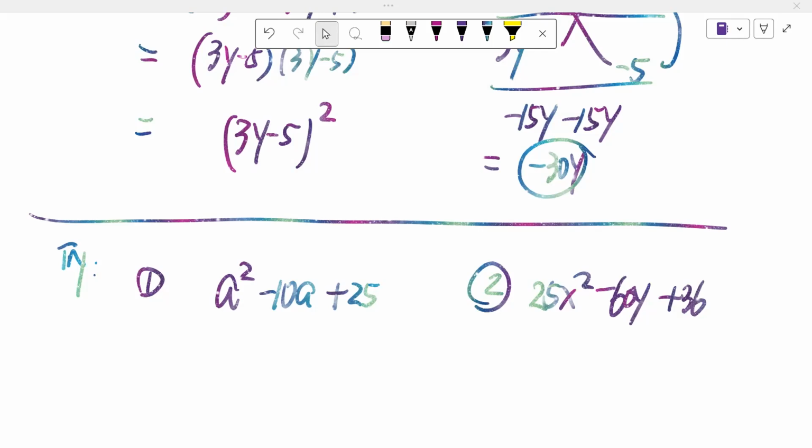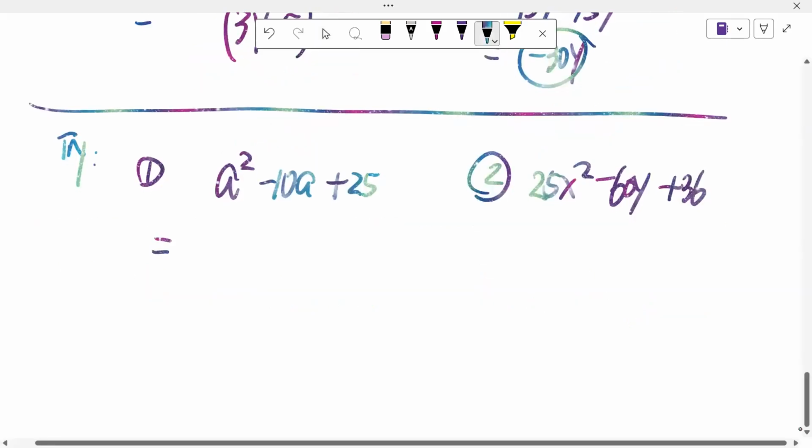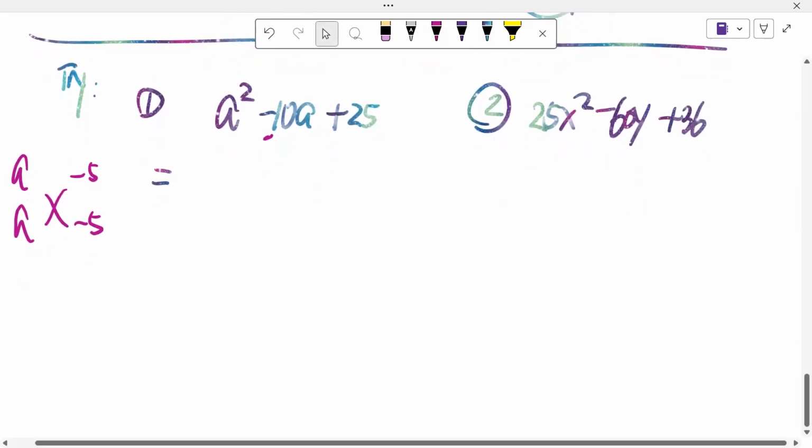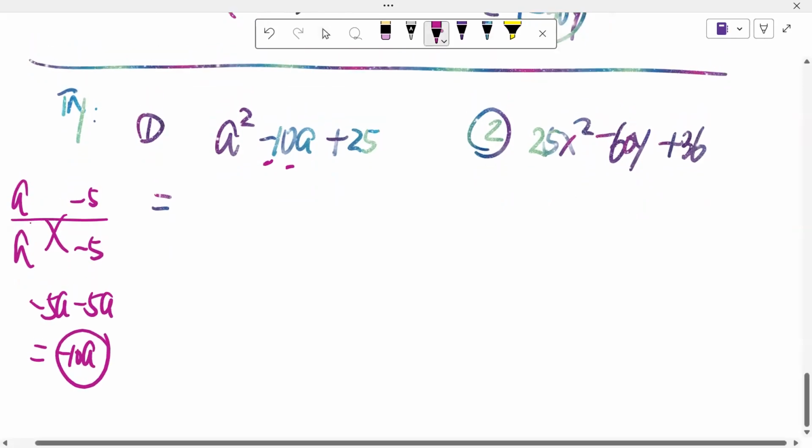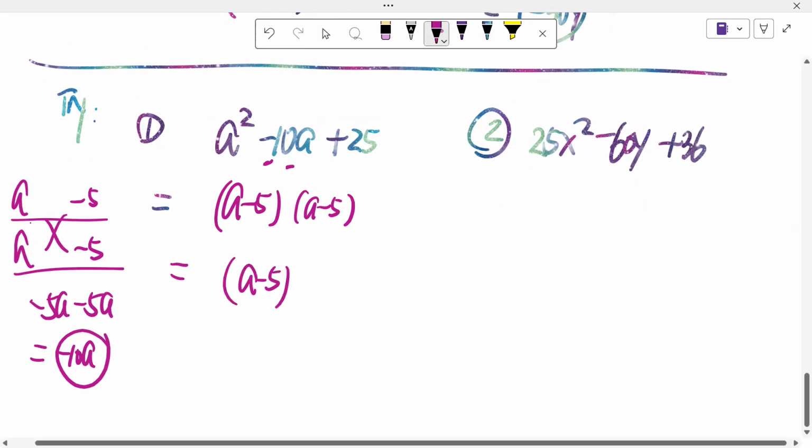And let's go over the solution here. The first one, break down a squared as a times a. Because the middle one is minus 10a, so that'll be minus 5. And cross multiply, let's confirm: minus 5a, 5a, that's 10a. So the middle term is confirmed. So all three terms are checked. So it's a minus 5, a minus 5. That's why it's a perfect square. A minus 5 squared.